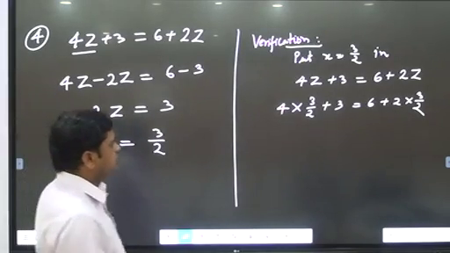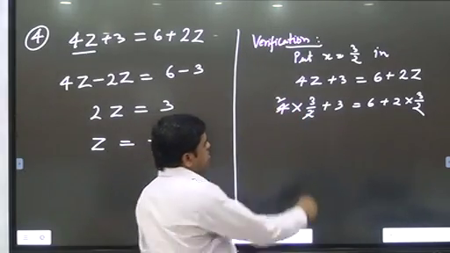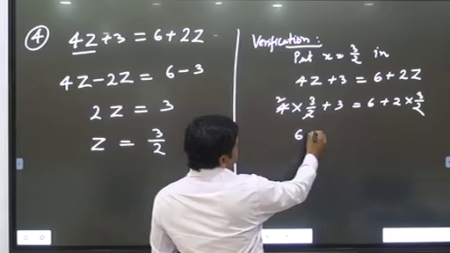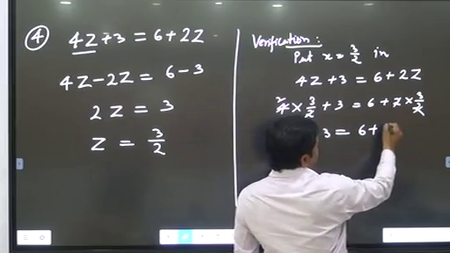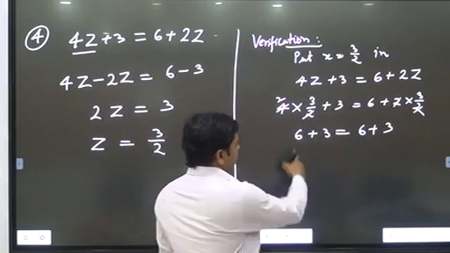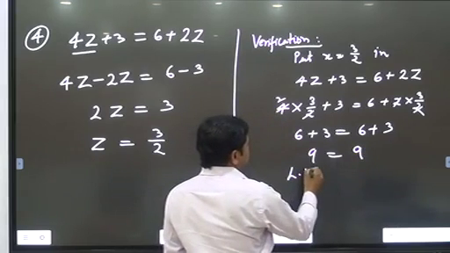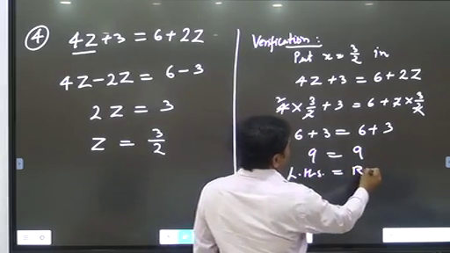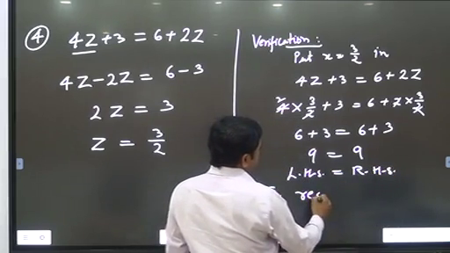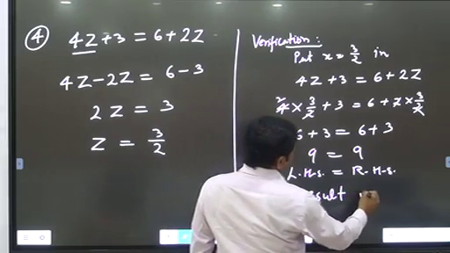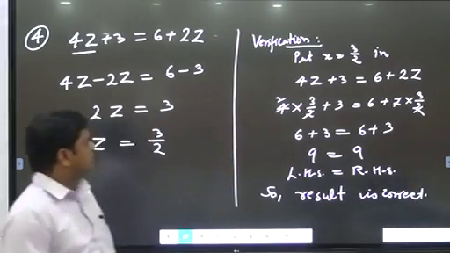Now solve. 2 2s are 4 and 2 3s are 6, plus 3, and on the right 6 plus 2 cancel, plus 3. So we get 3 plus 6, 9, is equal to 9. So left hand side equal to right hand side. So the result is correct.